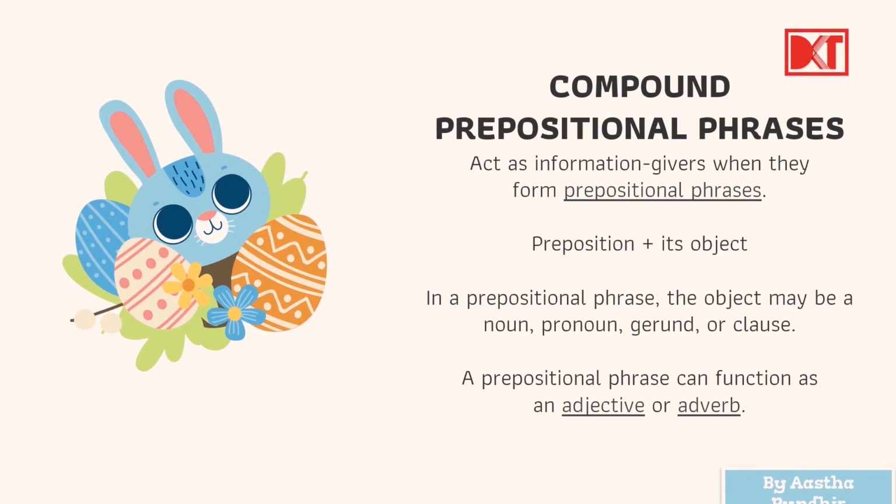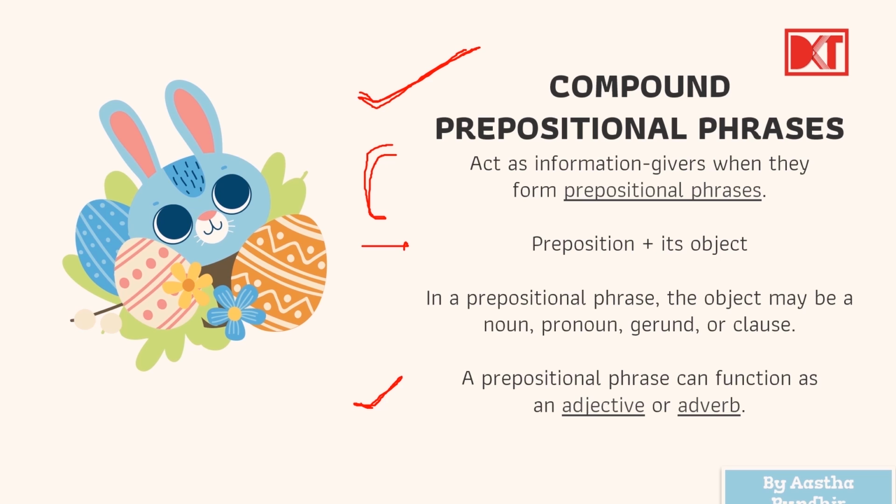Okay, next up we have this nice little category of compound prepositional phrases. What are compound prepositional phrases? These are something which act as information givers when they form prepositional phrases. Alright, they act as information givers. How are they formed? Preposition plus its object. Like here, in a prepositional phrase, the object may either be a noun or a pronoun or a gerund or a clause. And this prepositional phrase can function either as an adjective or an adverb.